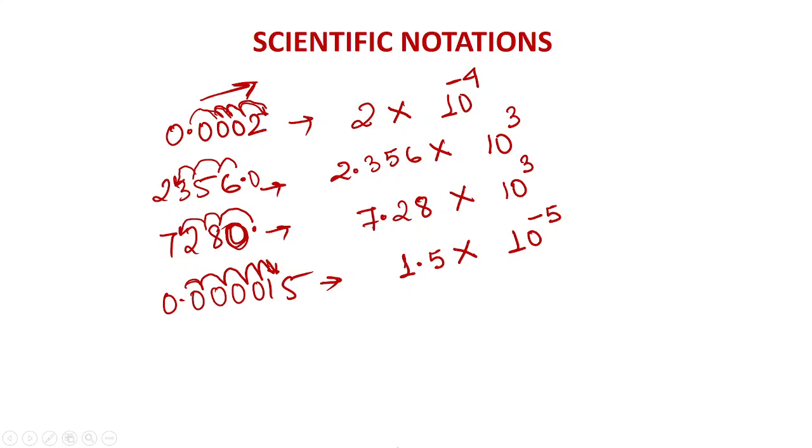So now after doing the scientific notations, we have to see the rules for rounding off, meaning how a number is rounded off to the nearest number. For this we have 3 different rules. Now what are those 3 different rules?